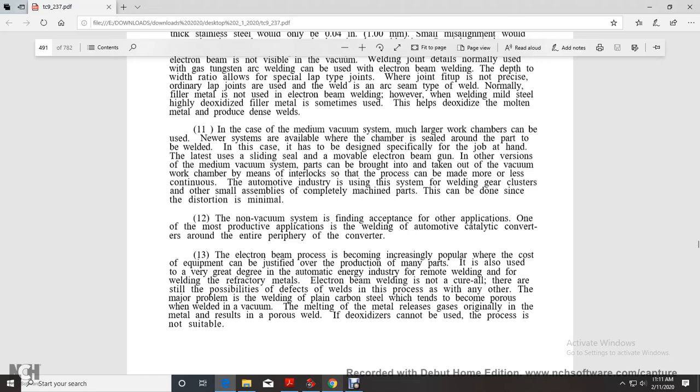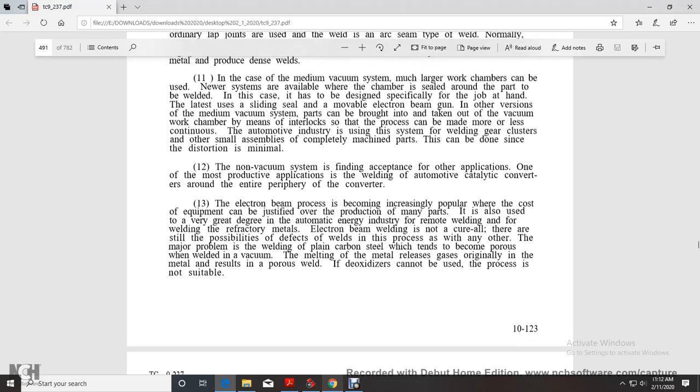The automotive industry uses the system for welding gear clusters and other small assemblies complete with the machined part, since the distortion is at a minimum. Non-vacuum systems are finding a place in other applications, one of the most productive being welding automatic catalytic converters around the entire periphery of the converter. The electron beam process becomes increasingly popular wherever the cost of the equipment is justified by the production of many parts. It is also used to a very great degree in the aerospace industry, for welding remote windows and refractory metals.